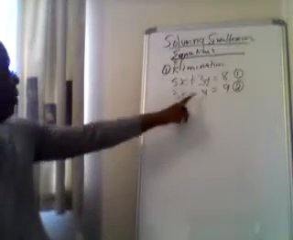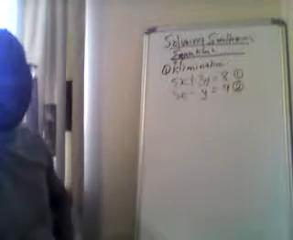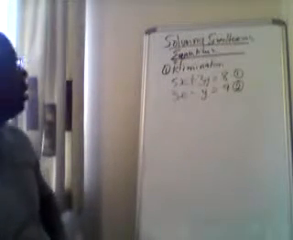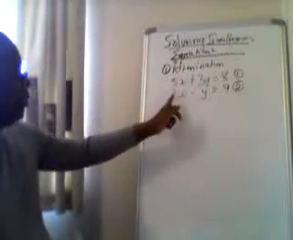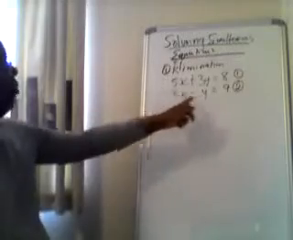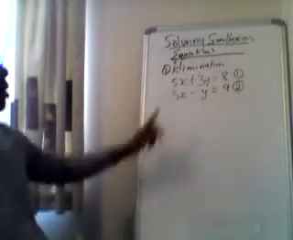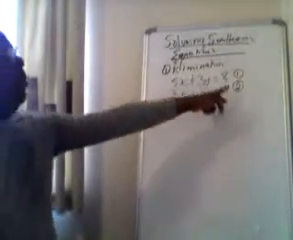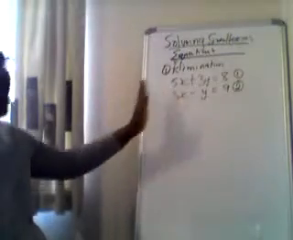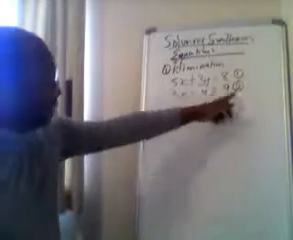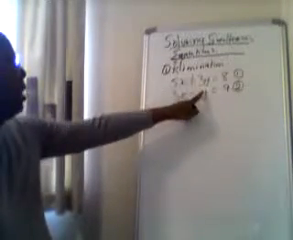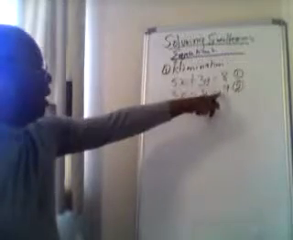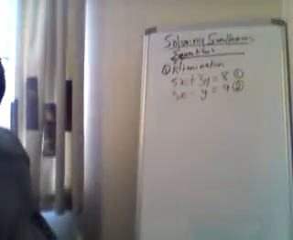Now for me, I'm going to eliminate y because it's easier to eliminate y. So if I'm going to eliminate y, all I need to do is multiply equation 2 by 3. Make sure you multiply each term by 3, both the left and the right. Now if I multiply this by 3, it's going to give me 9x minus 3y equals 27.